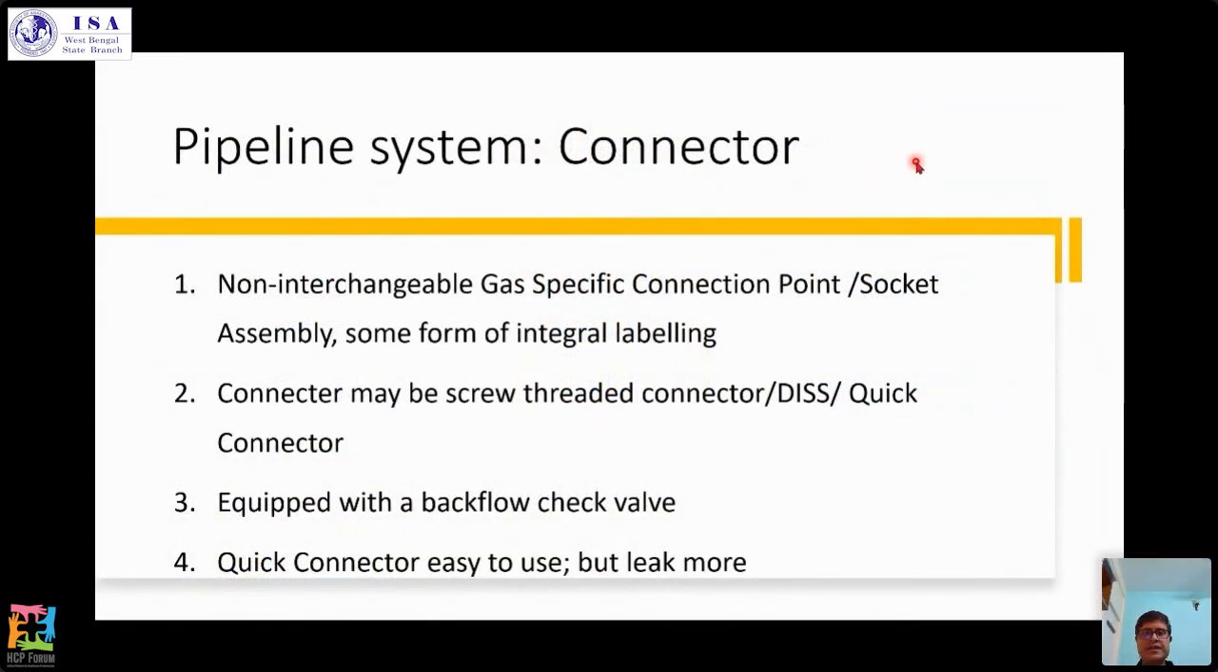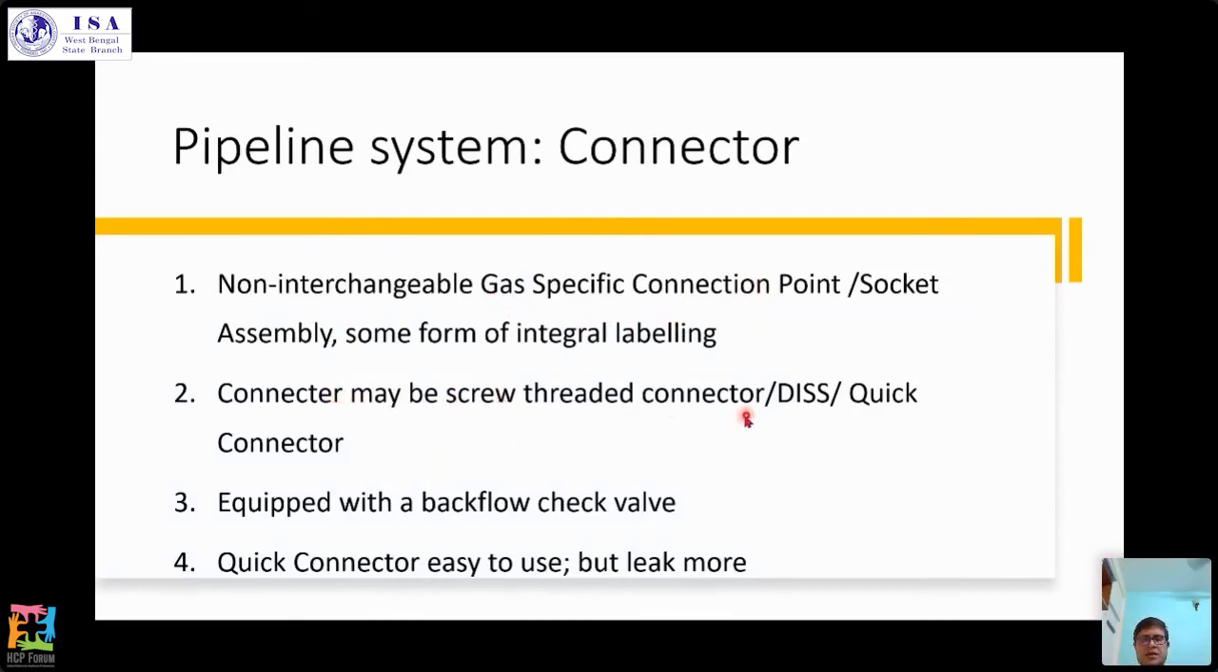So connectors are very important. Those who attended the last lecture by Dr. Shane Gupta would have learned a lot about these connectors, so we're not going into too much detail. The most important thing to know about the connectors is that they are non-interchangeable, of course: a gas-specific connection point or socket with some form of integral labeling. They would have the name of that gas printed on them, and they would be specific for the gas. They would be color coded.